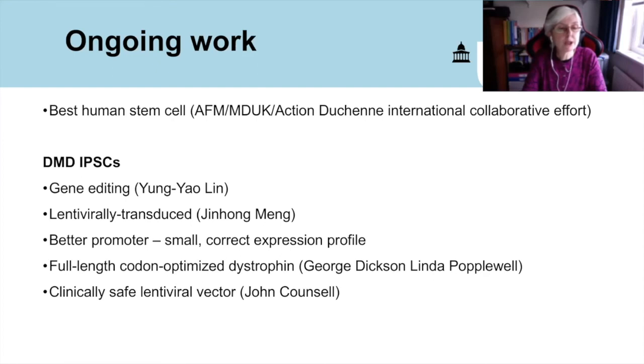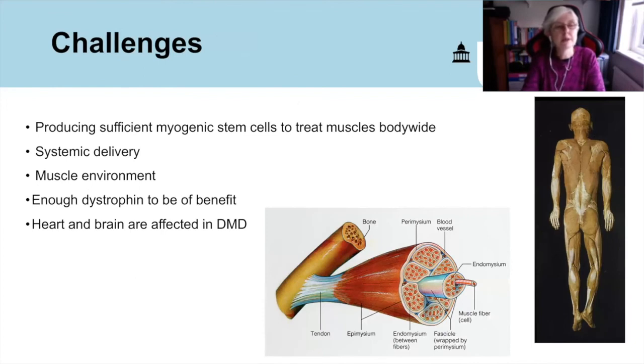We're also trying to look at the best promoter to use. It's got to be small and it's got to have the correct expression profile, because if dystrophin is expressed at the wrong time during myogenic proliferation and differentiation, it can have an adverse effect. Also, John Counsell is looking at clinically safer lentiviral vector construction. And we're also part of a collaborative international piece of work to try and identify the best human stem cell for future clinical applications. So there's still challenges.